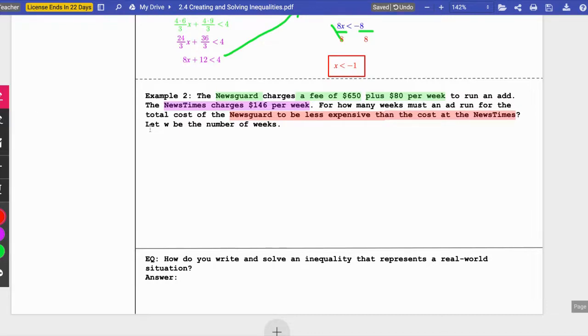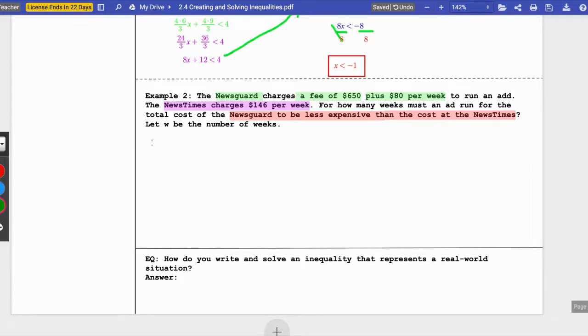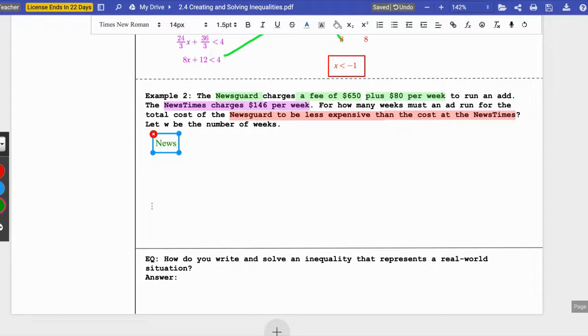So now we're going to write our equations and then separate them with an inequality. Let's start with the News Guard. The News Guard we'll do in green. The News Guard has a fee of $650, so that's one time, plus 80 per week. And it tells us to use W for weeks. So 80W. All right, so 650 plus 80W, that checks out. Next, let's look at the News Times.